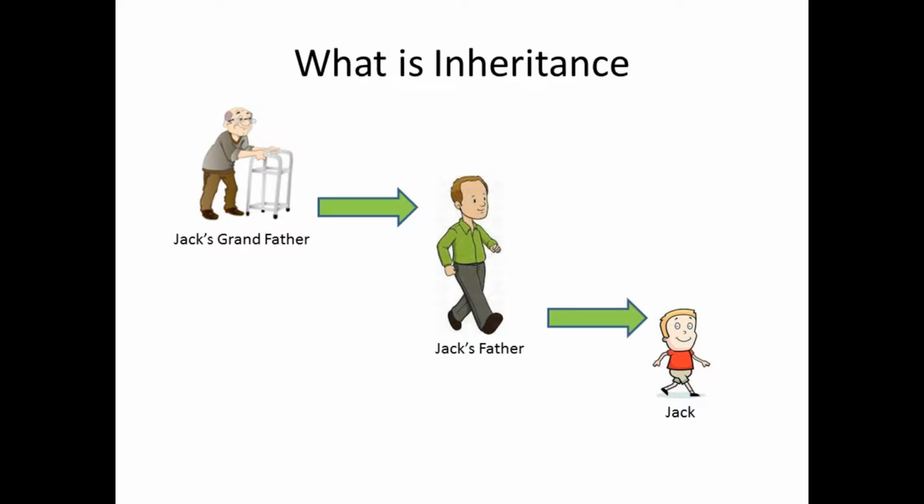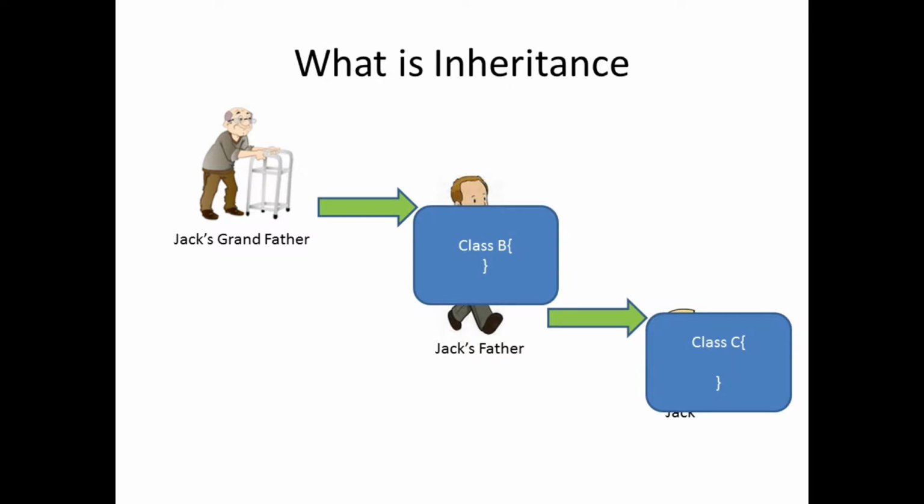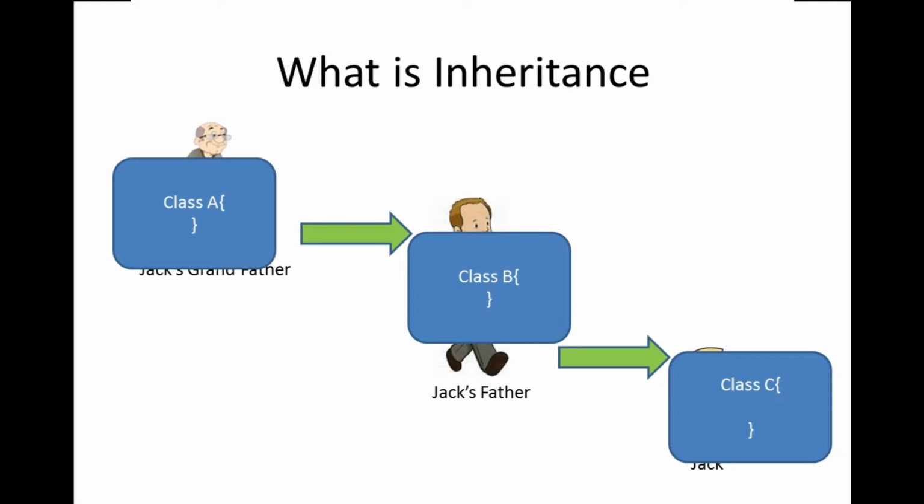In the same way, we have some objects in Java. Classes are objects in Java. So we have class C, class B and class A. All the classes are treated as objects, as in our day-to-day life example we consider Jack's father and Jack's grandfather as objects. Classes are actually objects in Java.